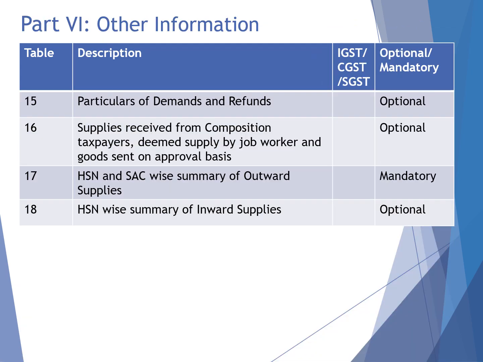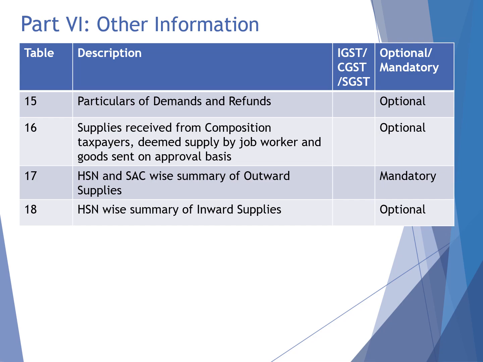Part 6 of GSTR 9 contains the other information. Part 6 contains table 15, table 16, table 17 and table 18. Table 15 is an optional one. Table 15 contains the details of the refund claimed, sanctioned, rejected or pending for processing. This table will not include the details of the non-GST refund claim.